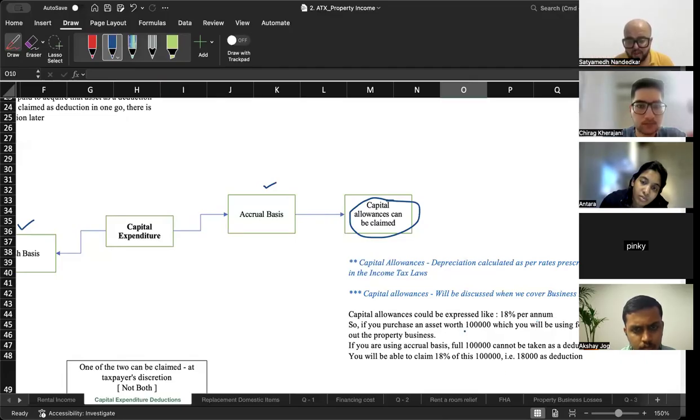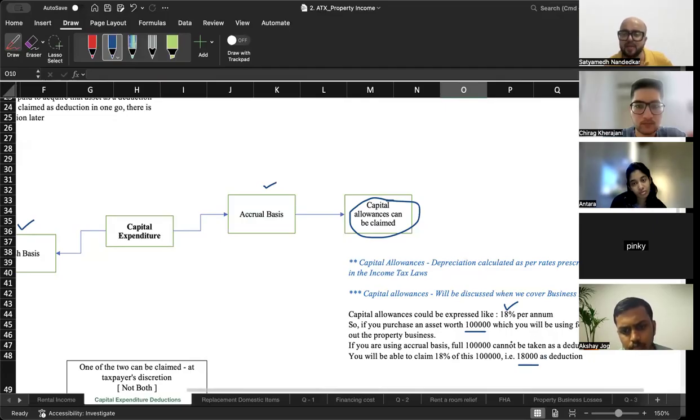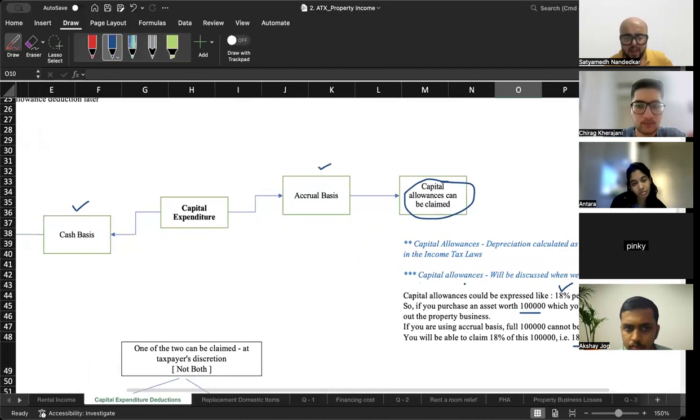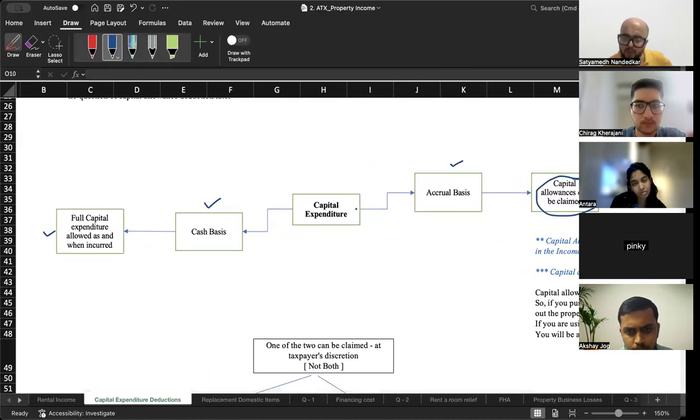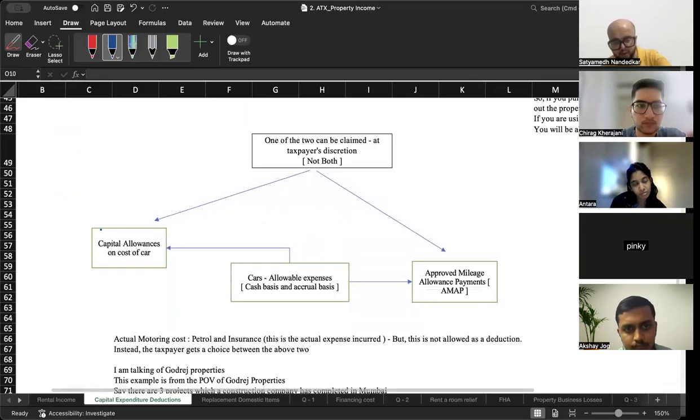So if you purchase an asset worth 1 lakh on which the capital allowance rate is 18%, then you will claim 18,000 as a deduction. Just like in our P&L account, we write 10,000 as depreciation, for example. Here the rate is 18%. We apply the 18% rate. So if you are using the accrual basis for property business, then you will claim capital allowances. If you are using the cash basis, full capital expenditure will be allowed as a deduction.